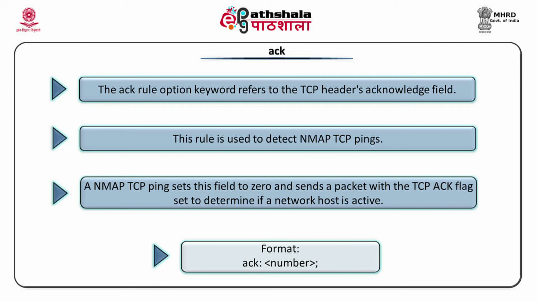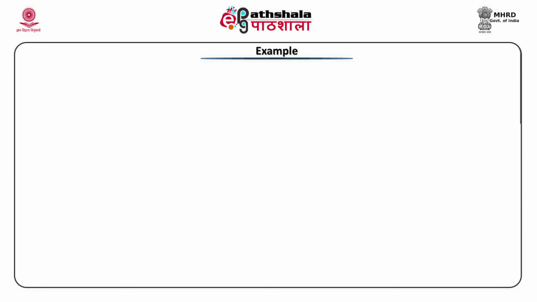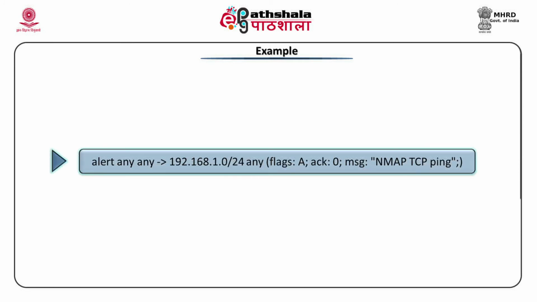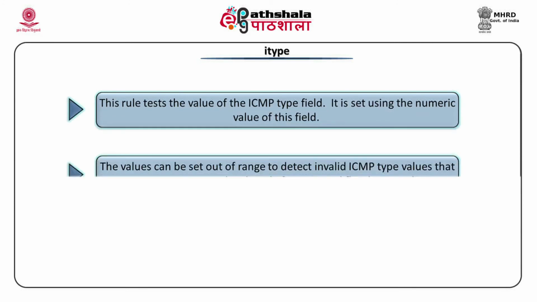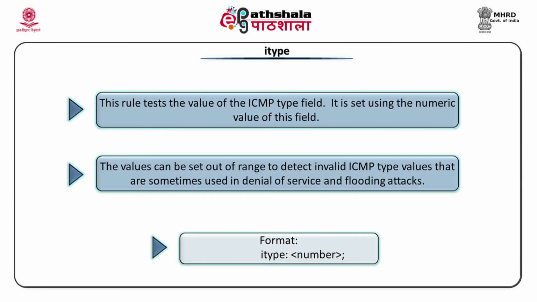How to specify the sequence number? TCP always uses the sequence number so that it can keep track of the packets being sent and acknowledgements being received. So, we need to say sequence number. We can specify it through the keyword seq. The acknowledgement rule option keyword refers to the TCP header's acknowledgement field. If nmap is used for TCP ping, it sets this field to 0 and sends a packet with the TCP ACK flag set to determine if the network host is active. In that case, we can check if the ACK is 0, then it is a TCP ping.